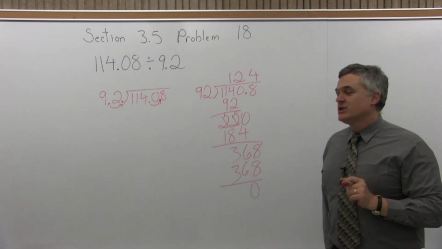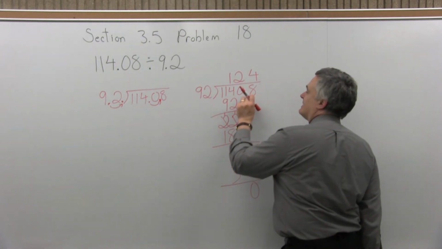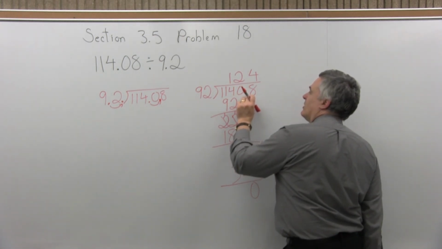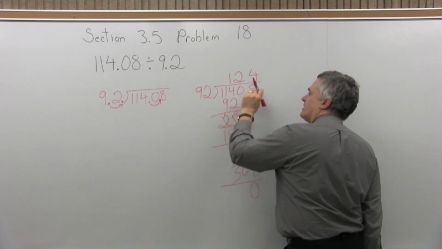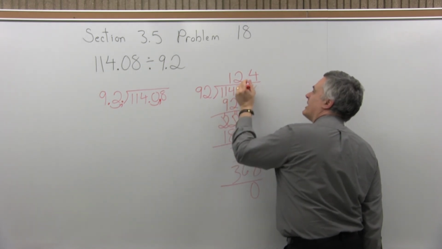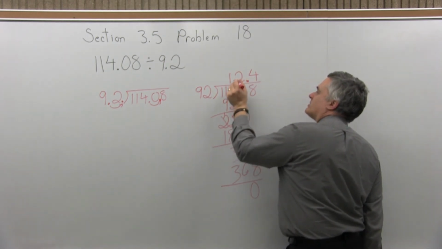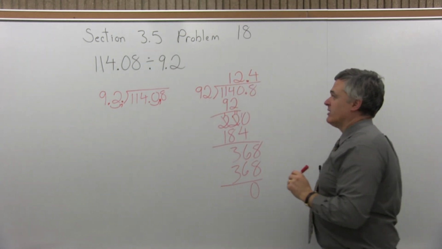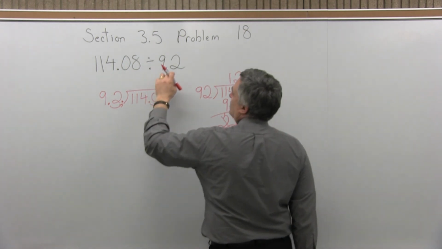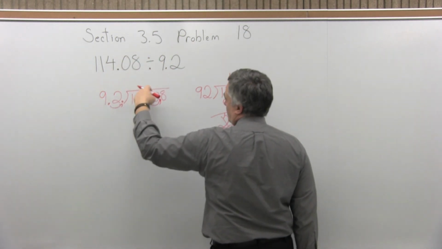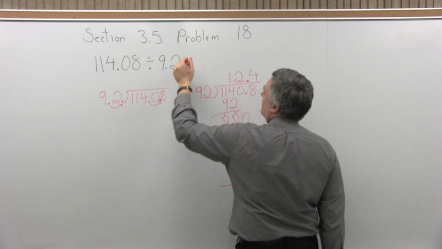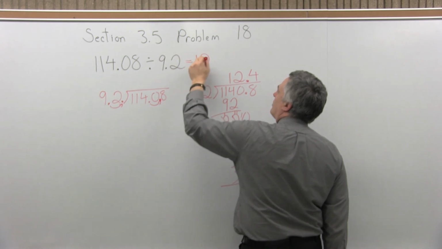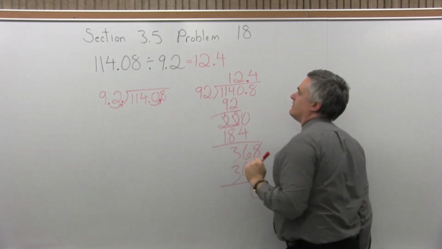Now, careful, that's not the final answer. Don't forget, there's a decimal that I have to take into account. Where it's written for the number under the division symbol, I have to bring it straight up. So that when I bring it straight up, it's between the 2 and the 4. So the answer is really 12.4. How many times will 9.2 divide into 114.08? It'll divide in 12.4 times. That's the final answer.